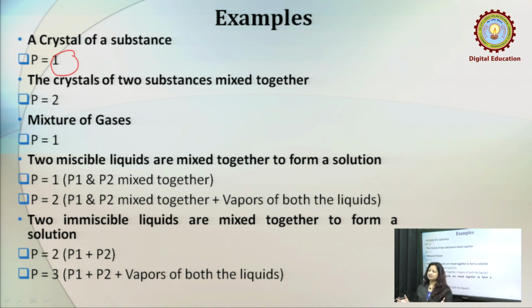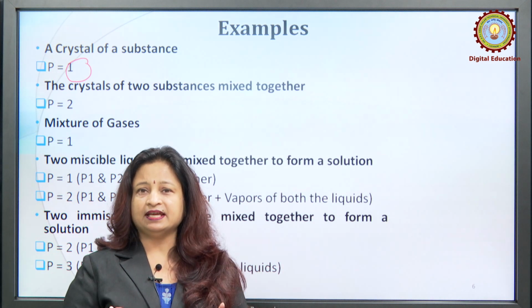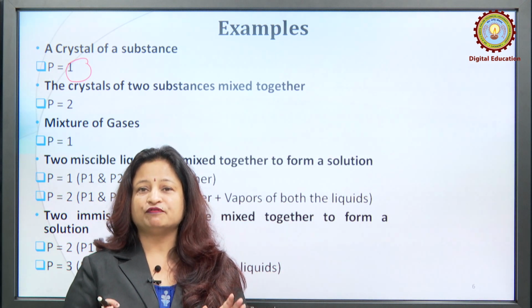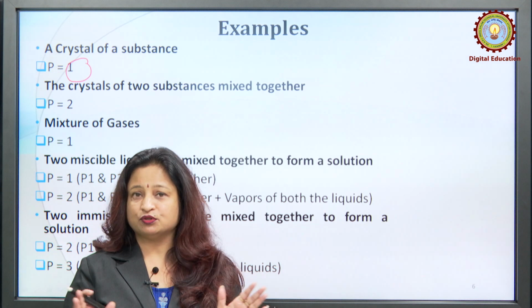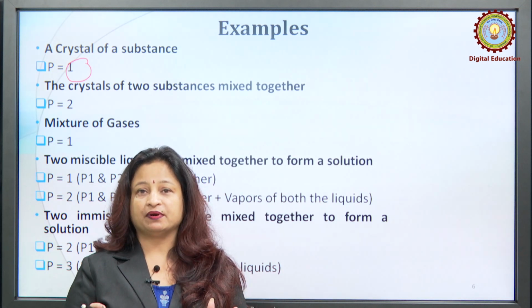Now if we consider 2 substances mixed together, 2 solid substances mixed together, so always remember that 2 solid constituents or the substances cannot be completely mixed together. So in any case, we have to consider number of phases here as 2 only. If there are 2 solid substances, then they should be considered as 2 separate phases.